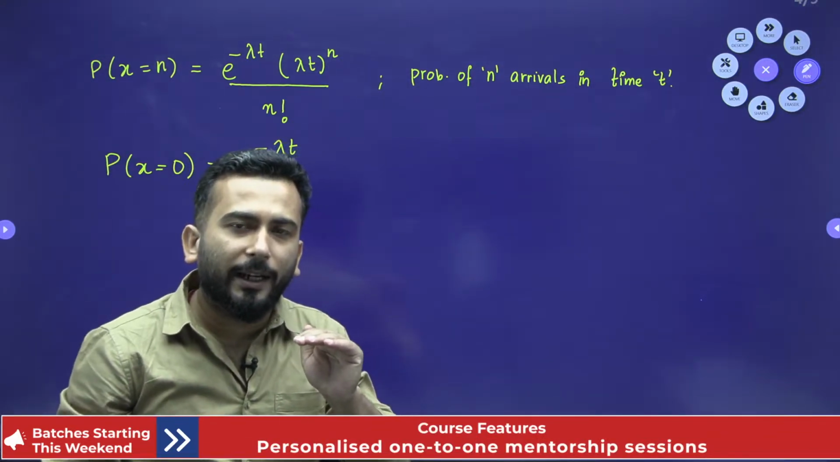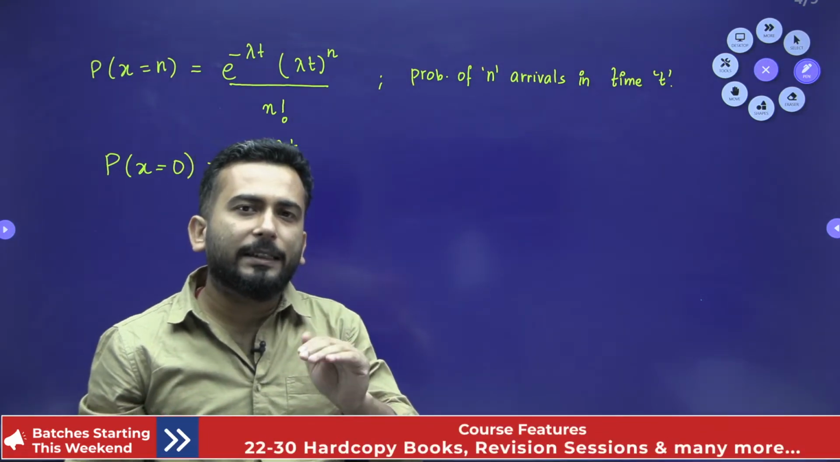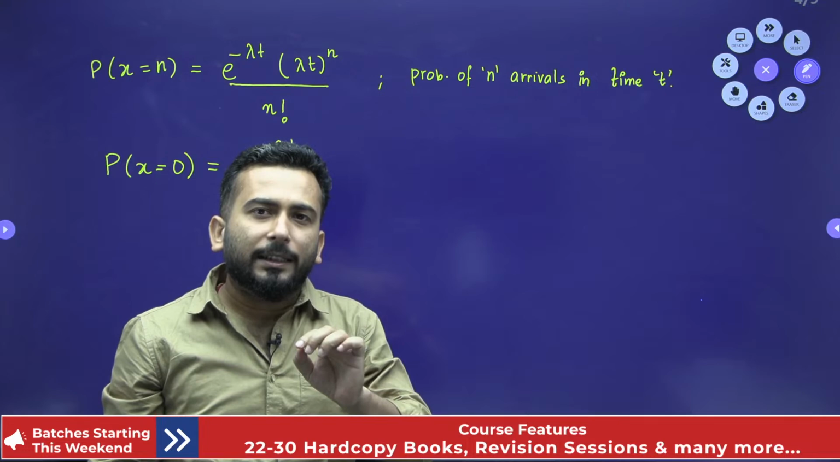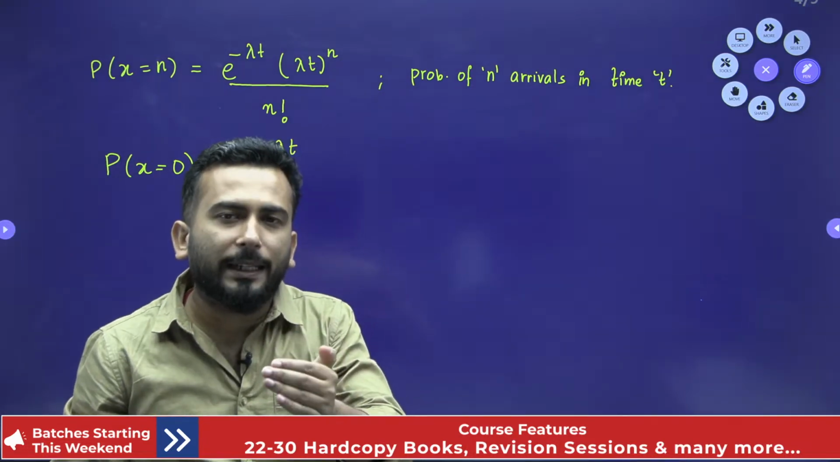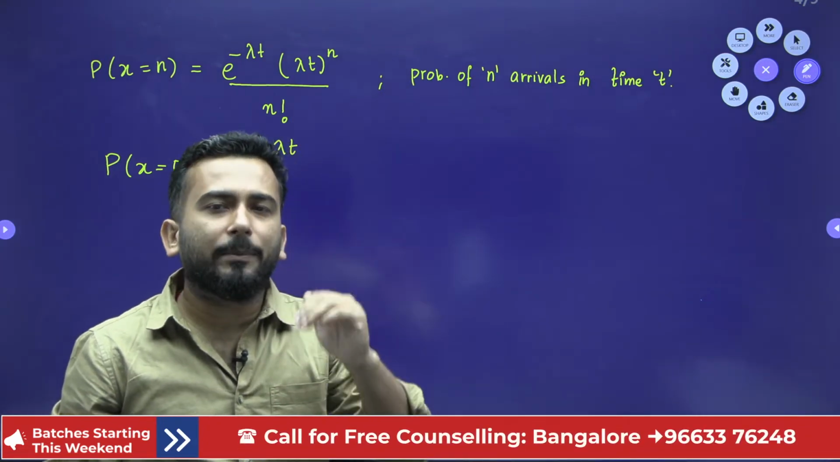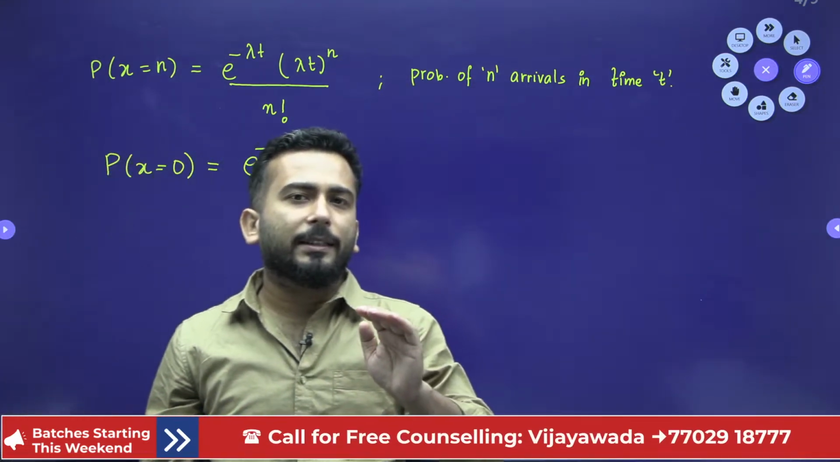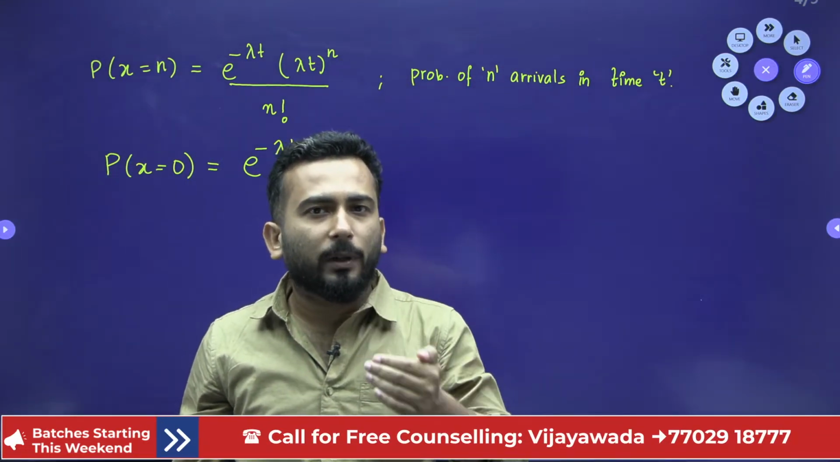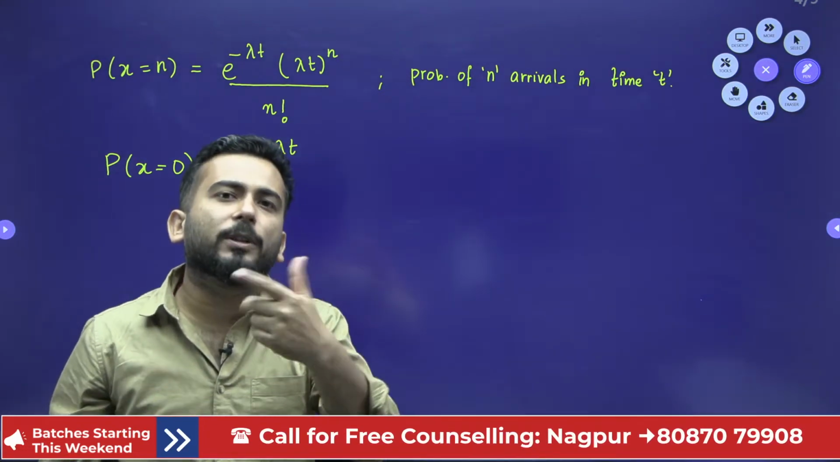Now my dear friends, try to understand one thing: in time t, if there is 0 arrival, that means whatever arrival is going to take place would be greater than time t. For example, if in the next 6 minutes there is no arrival, I can say that the next arrival would be taking more than 6 minutes.